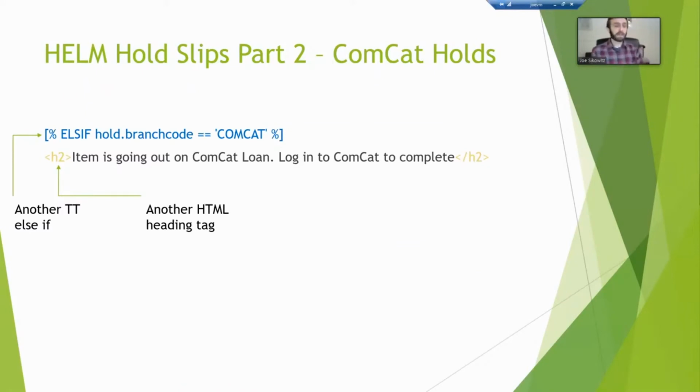So the second hold slip we needed was a hold slip that identified that this was a ComCat hold. And there's really nothing new here. We have yet another else if statement. And remember, an else if statement is exactly the same as an if statement. We're just going to check to see if this condition is true. So if it's going to a ComCat library, print out this HTML below this condition. Again, you can see we're printing out a note that says the item is going out on a ComCat loan, and then the staff member should go into ComCat to complete that loan.